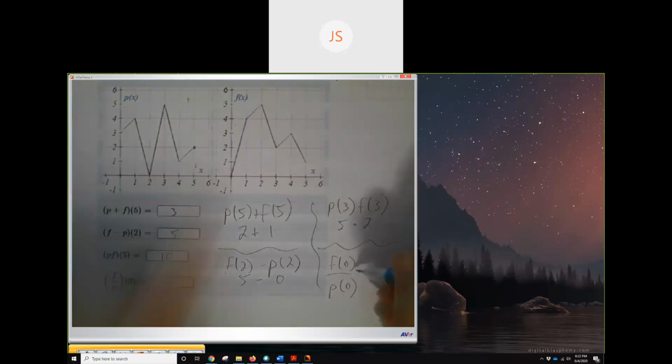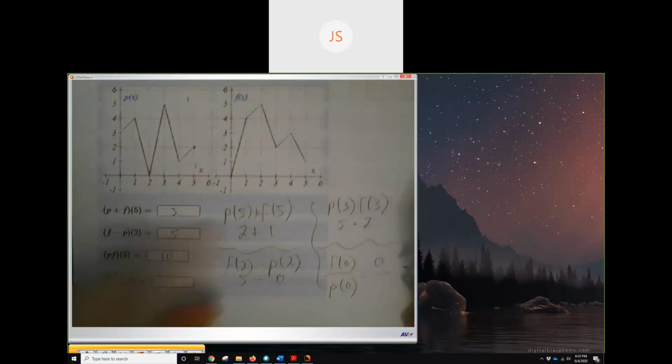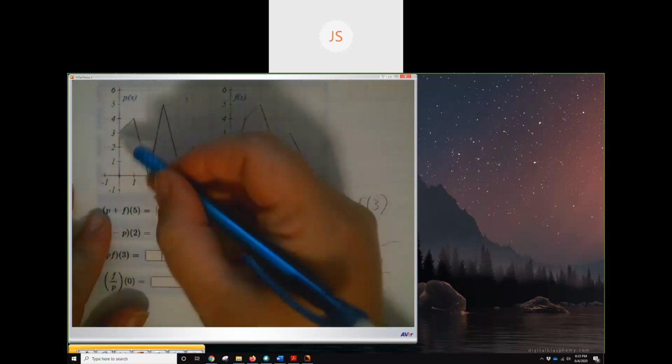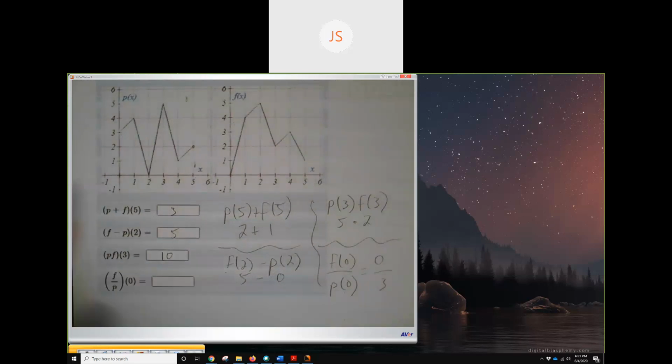And then last but not least, f of 0 divided by p of 0. Okay, so f of 0 is 0. P of 0 is 3. And then 0 divided by 3 is 0.